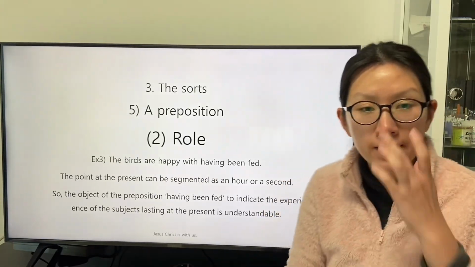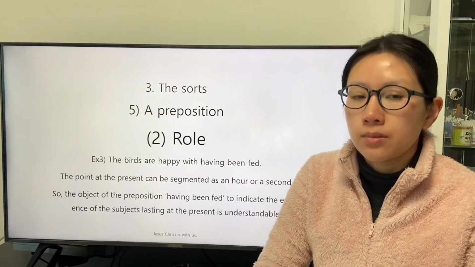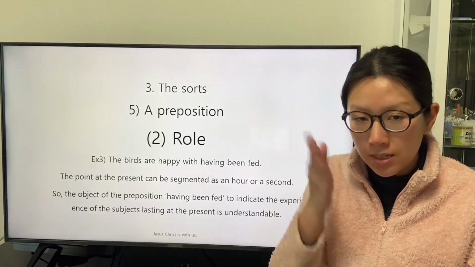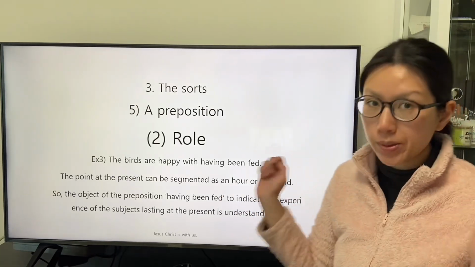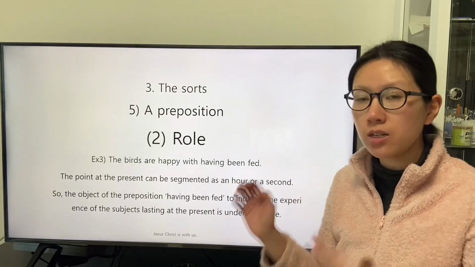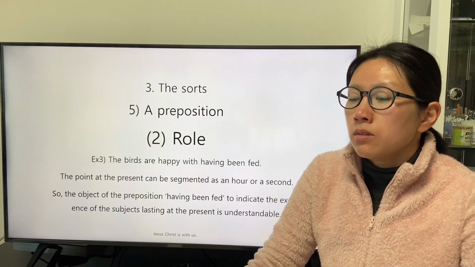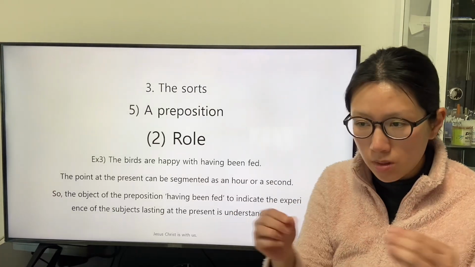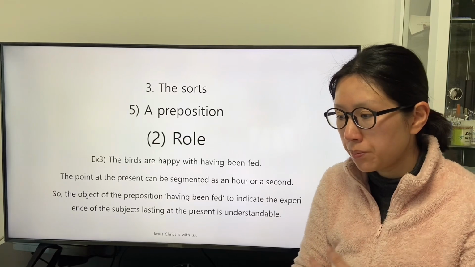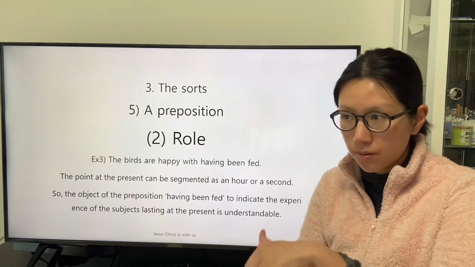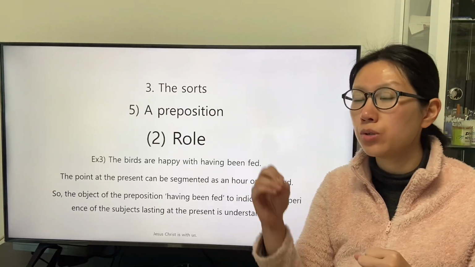The point at the present can be segmented as an hour or a second. This explanation is about defining the present and the distinctive period according to the speakers.